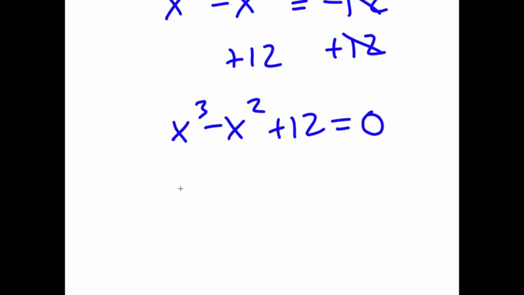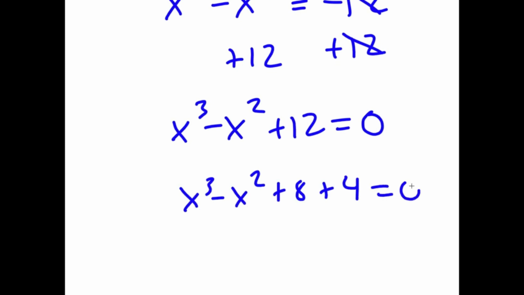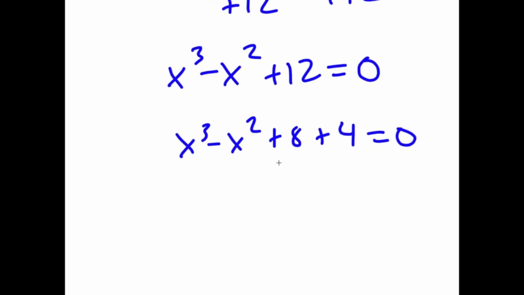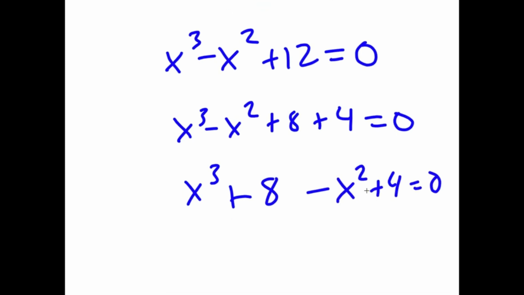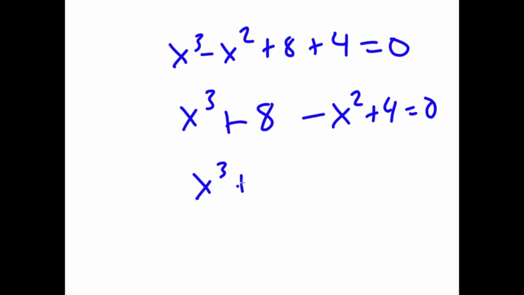Now I'm going to rewrite 12 as 8 plus 4. And I'm going to actually move some terms around. I'm going to move 8 next to x to the power of 3. So I get x to the power of 3 plus 8 minus x squared plus 4 is equal to 0. And 8 is the same thing as 2 to the power of 3. 4 is the same thing as 2 squared.